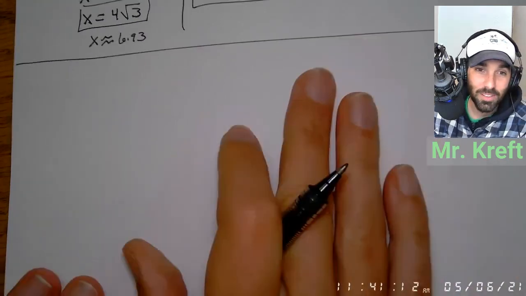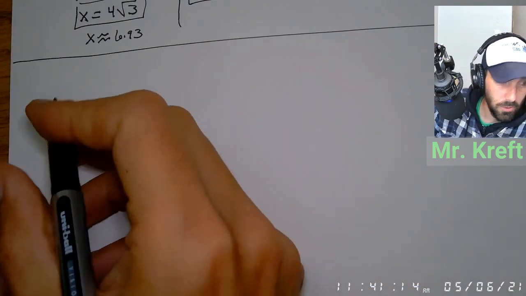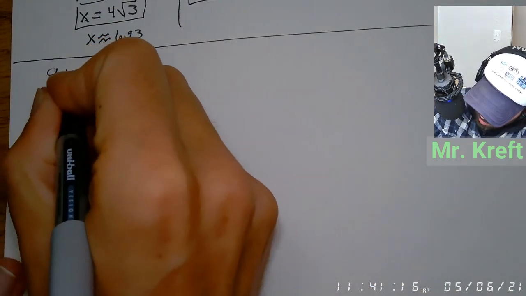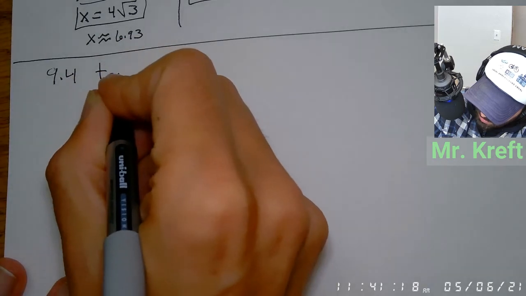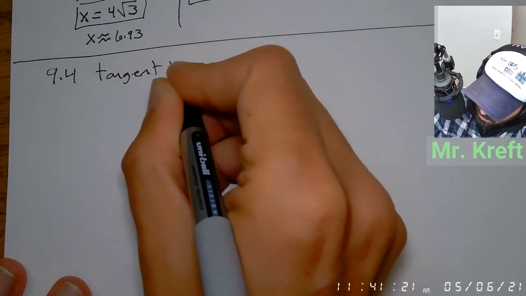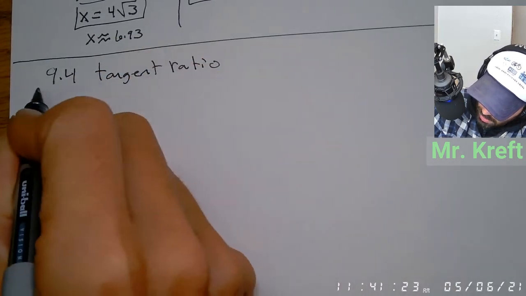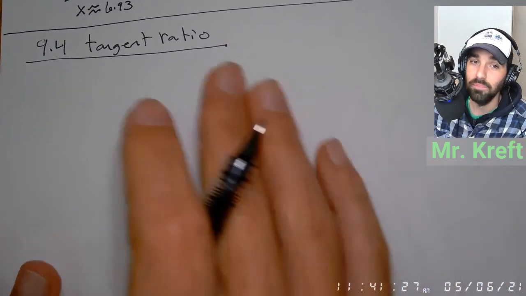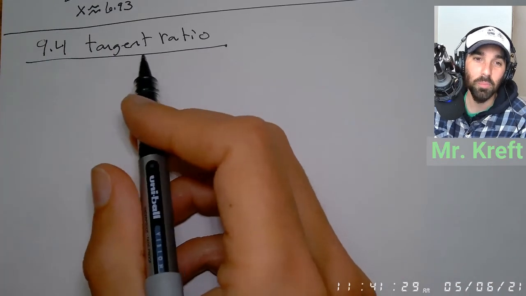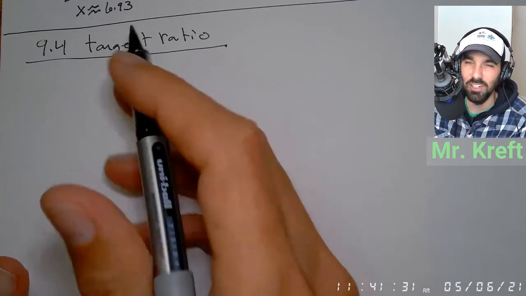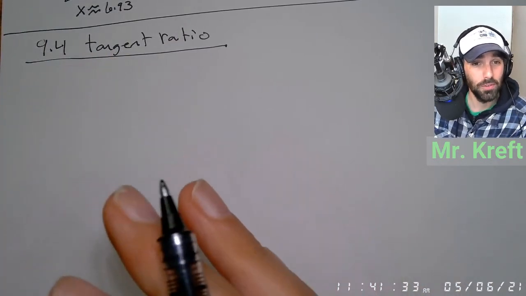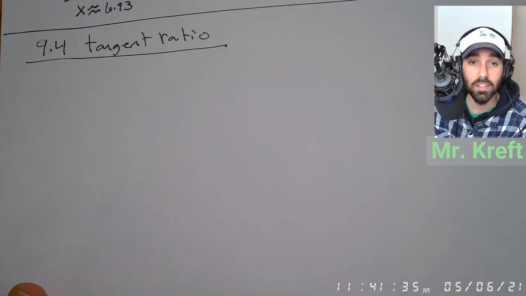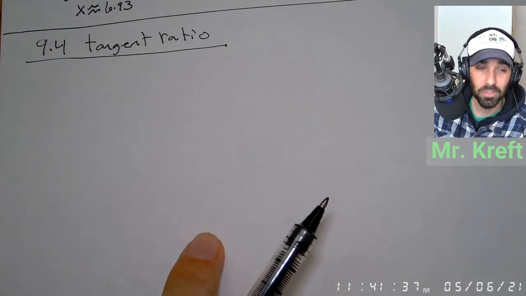All right, so let's take a look at this. If you're following along in the book, we're going to be in 9.4, doing the tangent ratio. This is one of the ratios that connects triangles to circles. Again, this isn't the most important one. It actually turns out tangent is the combination of two other things, and we're going to learn about those two other things on Monday.